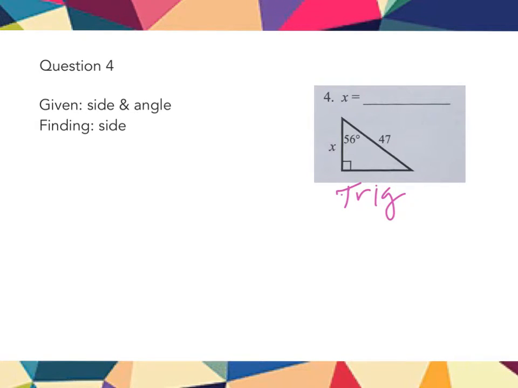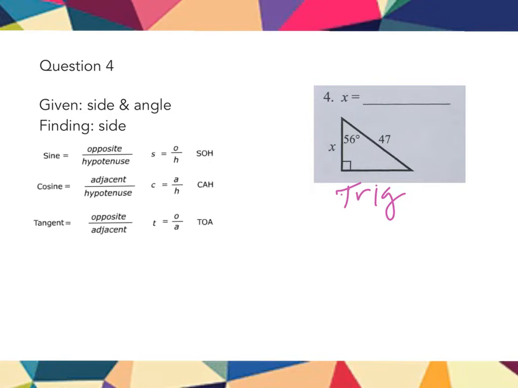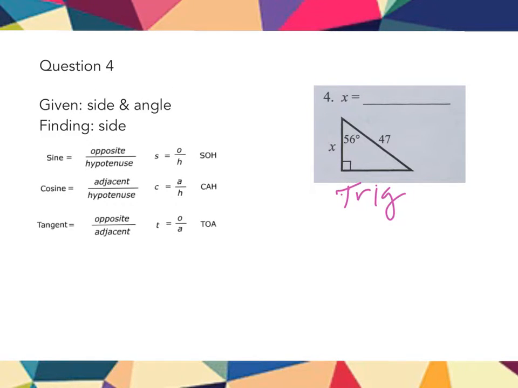So let's review a couple things about our trig functions. When I say trig, I'm referring to sine, cosine, or tangent. And we've talked about that sine is the ratio of the opposite side to the hypotenuse, cosine the adjacent to the hypotenuse, and tangent is the ratio of the opposite to the adjacent sides. So when I say the sine or the cosine, I'd be saying the sine of 56 degrees or the cosine of 56 degrees.